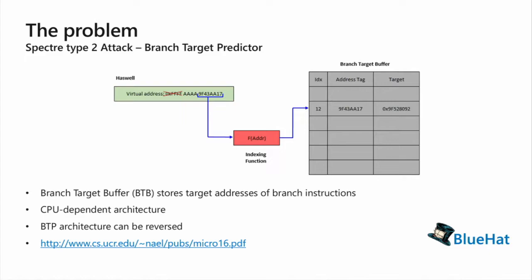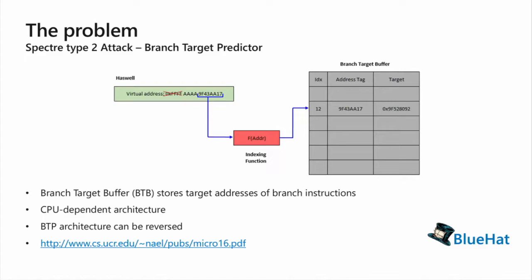For understanding the type 2 attack, we need to understand 2 things in the modern CPU. First is the branch target predictor, and the second is the cache. In this slide, there is represented the branch target predictor, which basically works in this way. There is an indexing function that generates a tag, and from that tag, the CPU can predict the target. So it means that if you have an indirect call at an address, for example, in this case 9F43AA17, the CPU stores the tag that is an index of the original address. In this case, this is Haswell.